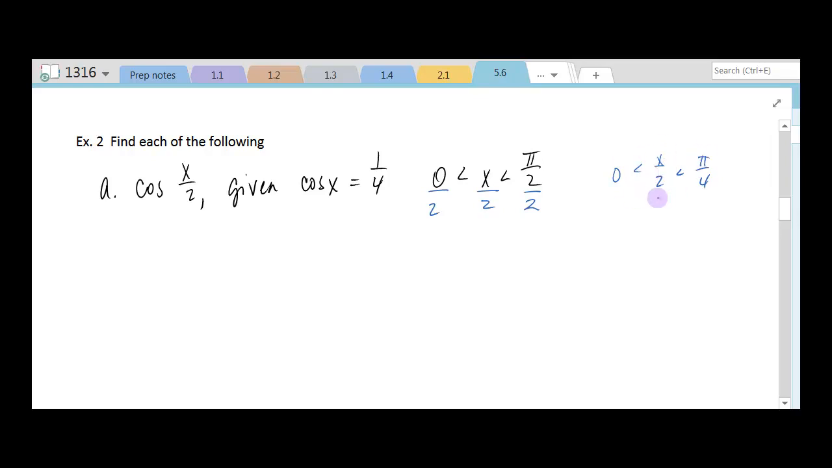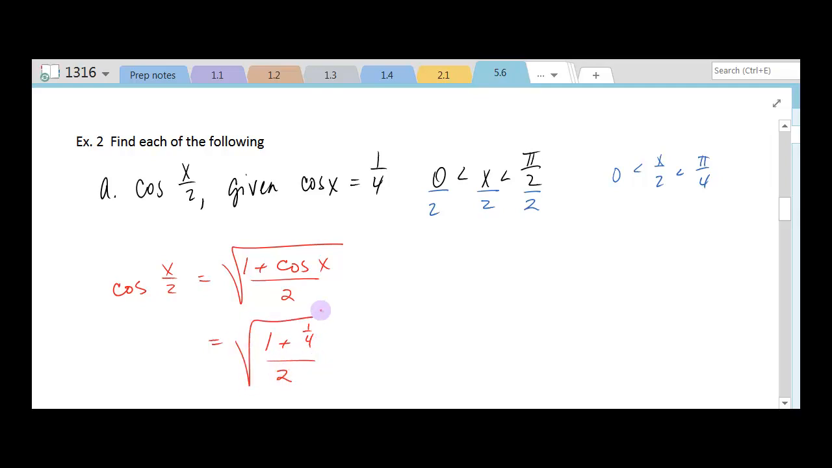Now that I have verified what quadrant it's going to be in, that is going to help me determine the sign of my answer, because in the first quadrant cosine is positive. So let's look at how we are going to do this. I know the half angle identity for cosine looks like cosine of x over 2 is equal to the square root of 1 plus the cosine of x, divided by 2. So I'm going to replace the cosine of x with what I'm given in the problem. That looks like 1 plus 1/4 divided by 2, all under the radical.